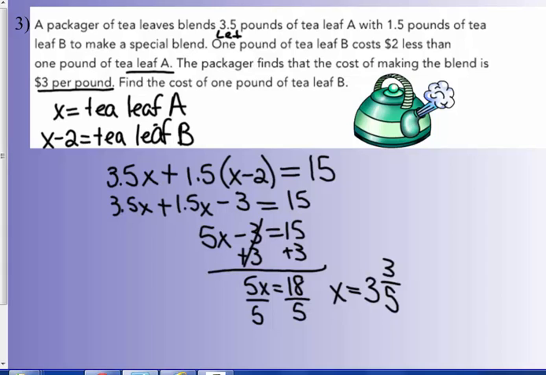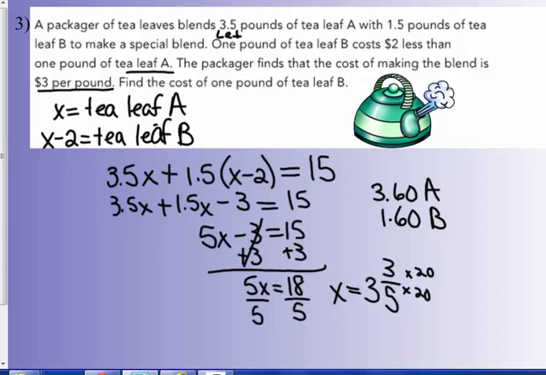This is money. 3/5 of a dollar. A dollar is hundredths. That's the price of tea leaf A. So 3 3/5 would be times, right? To make this 100 would be times 20. So I have $3.60. $3.60 is tea leaf A. It's $2 less a pound for B. So that would be minus 2, $1.60 for B.